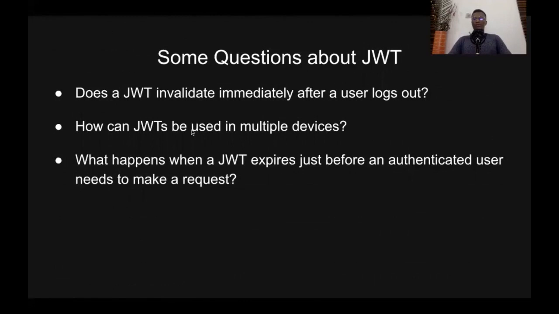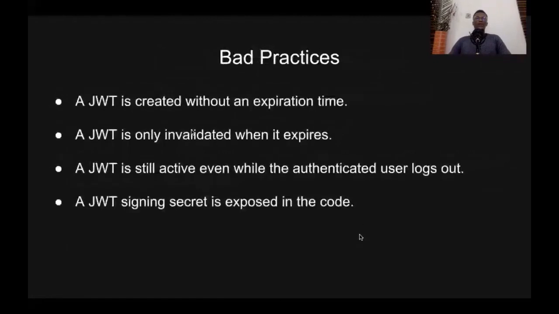The next one is, how can a JWT be used on multiple devices? Maybe I have my iPhone, or I'm using my Mac, or I'm using another device. So to connect to this, and I use JWT independently. The next one is, what happens when a JWT expires before a user is about to make a request? Let's say you're about to create a blog post in my website, and before doing that, your token expires. What happens? Will your creation be successful, or will it be declined? So all these things you get to know as we progress in the talk.